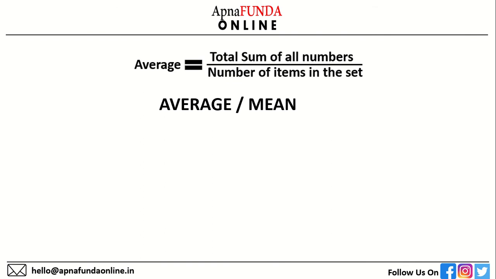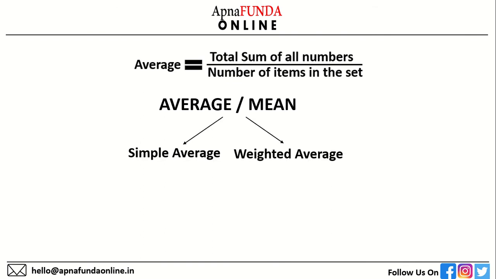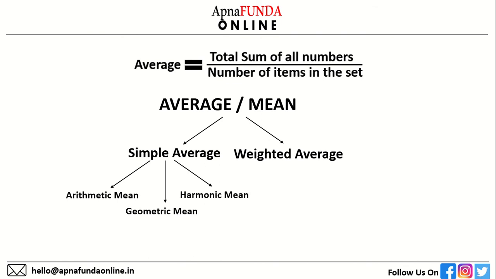Average, also known as mean, is either a simple average or a weighted average. The example and formula that we just spoke of is a type of simple average. We'll discuss weighted average in 5 minutes. Furthermore, common types of simple average are arithmetic mean, geometric mean, and harmonic mean. Arithmetic mean is also the other name of simple average.